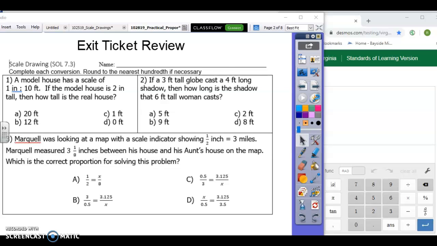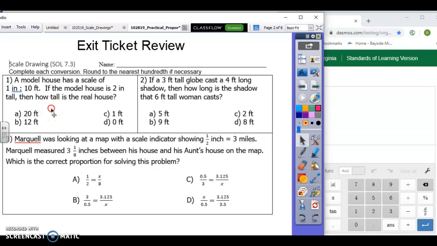All right, let's go over this exit ticket from Friday. Number 1 says a model house has a scale of 1 inch to 10 feet. If the model house is 2 inches tall, then how tall is the real house? So let's get started with the words we're going to use. We're going to use inches and feet.